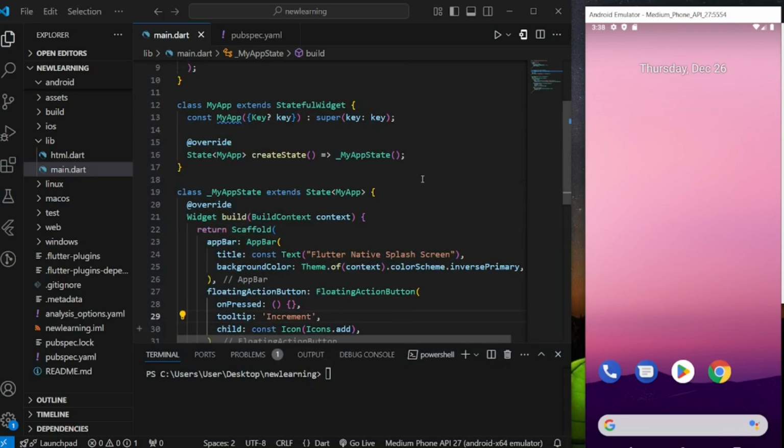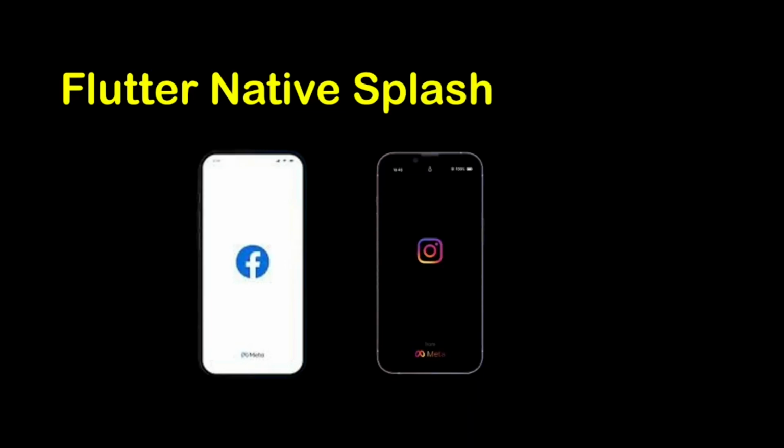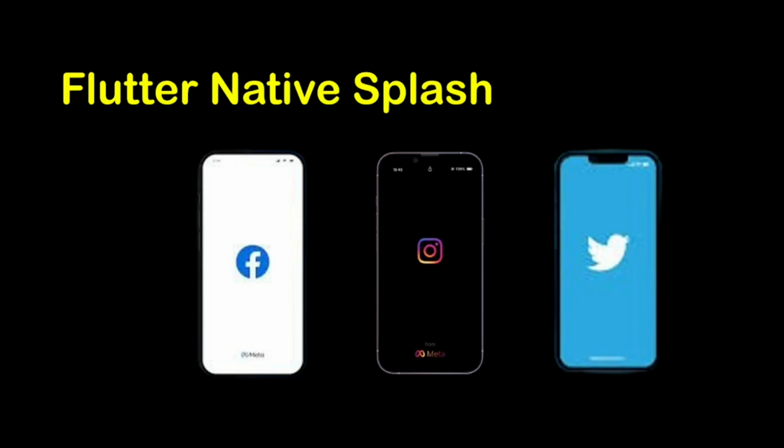In this tutorial, we are diving into native splash screen in Flutter. A native splash screen is the very first image or logo the user sees when opening your app. It's displayed instantly by the operating system before Flutter even starts, providing a smooth and professional first impression.